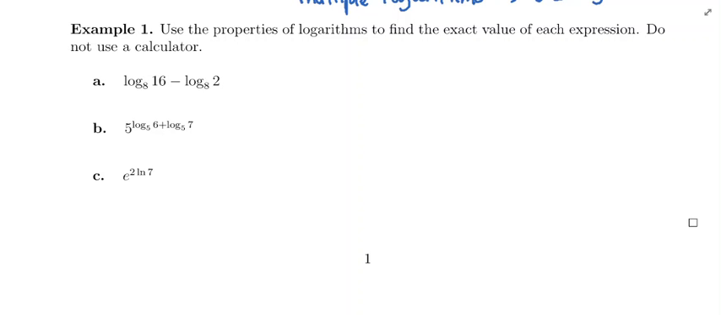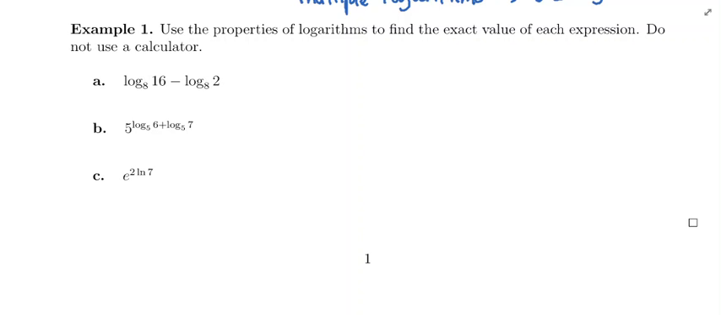Example 1. Use the properties of logarithms to find the exact value of each expression. Do not use a calculator. We've got three pretty basic examples here. Nothing too complicated. But for each expression, we're going to try to figure out how it simplifies. The answer should be a number. I'm going to tell you that. We're not going to use a calculator here.